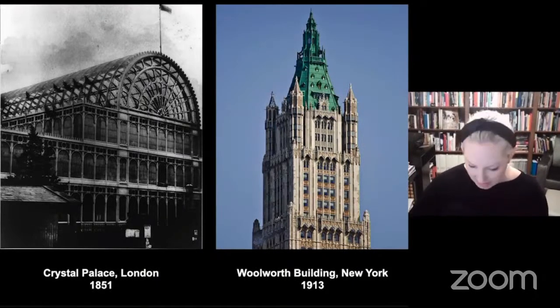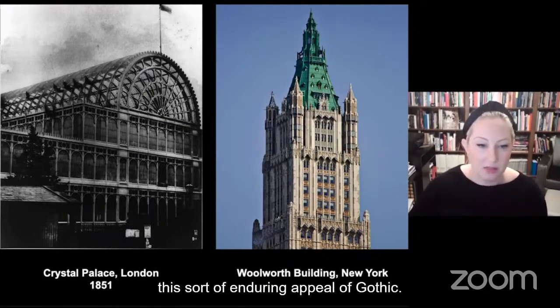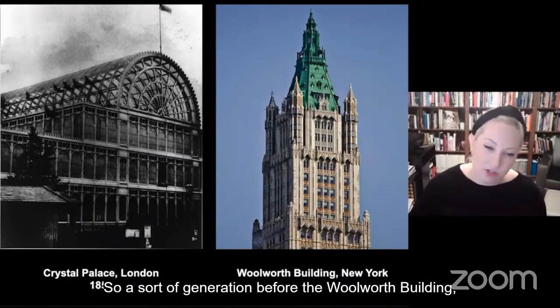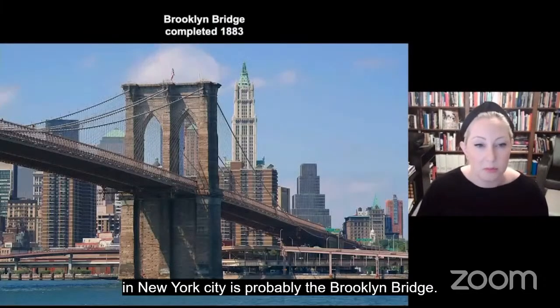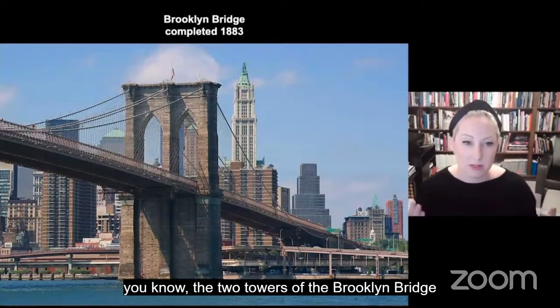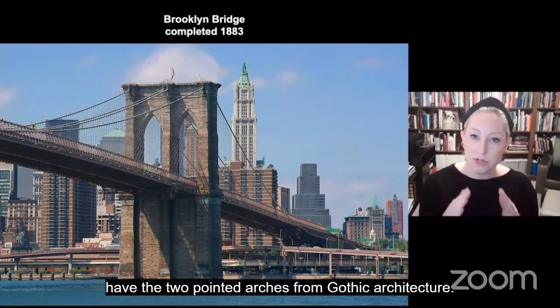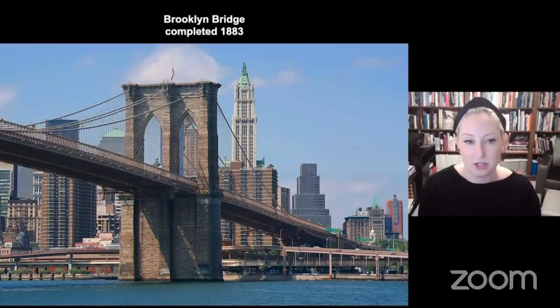And then finally, I just want to point out, as long as we're talking about New York, this sort of enduring appeal of Gothic. A sort of generation before the Woolworth building, the most famous Gothic icon next to the Woolworth building in New York City is probably the Brooklyn Bridge. And so you can see here that the two towers of the Brooklyn Bridge have the two pointed arches from Gothic architecture.